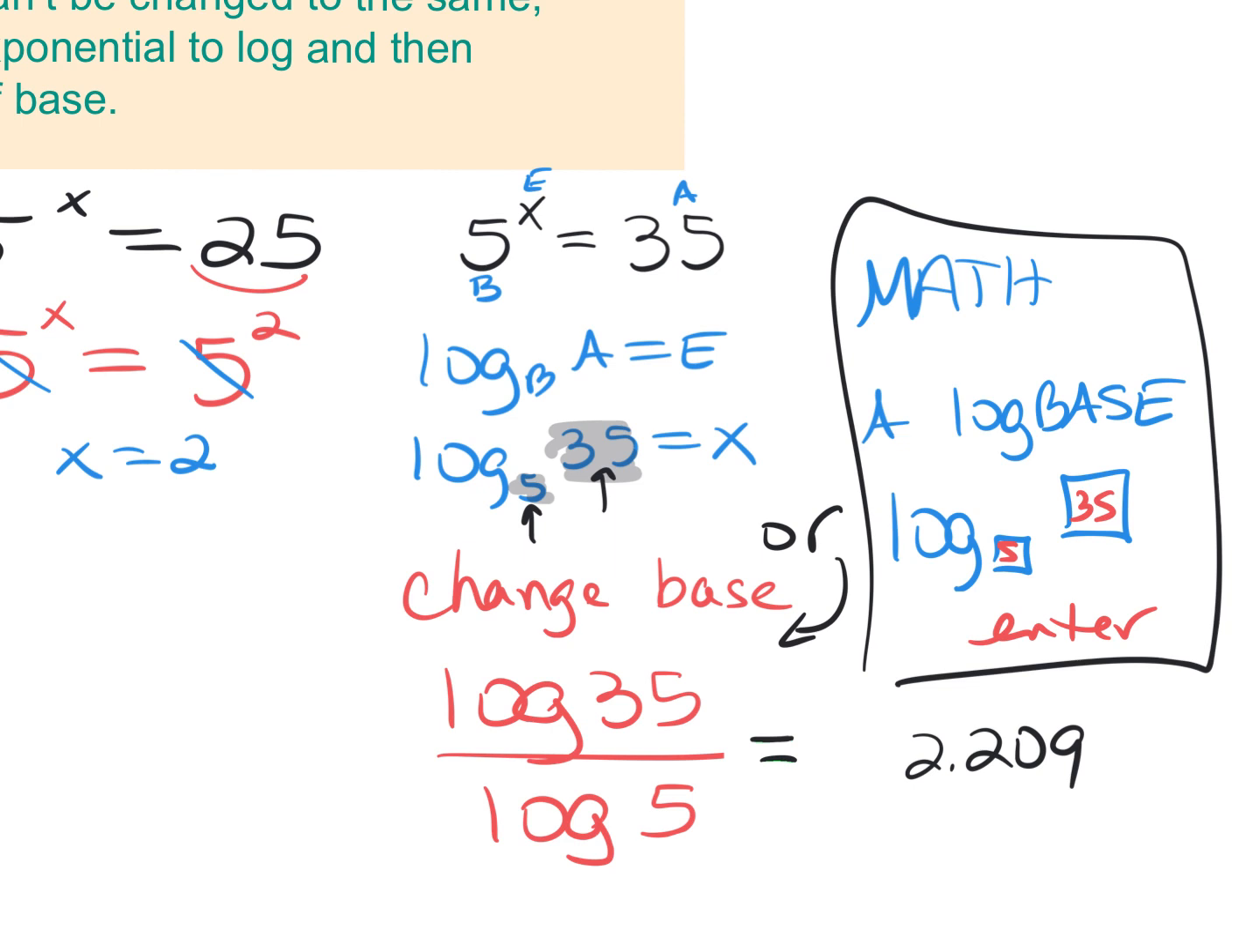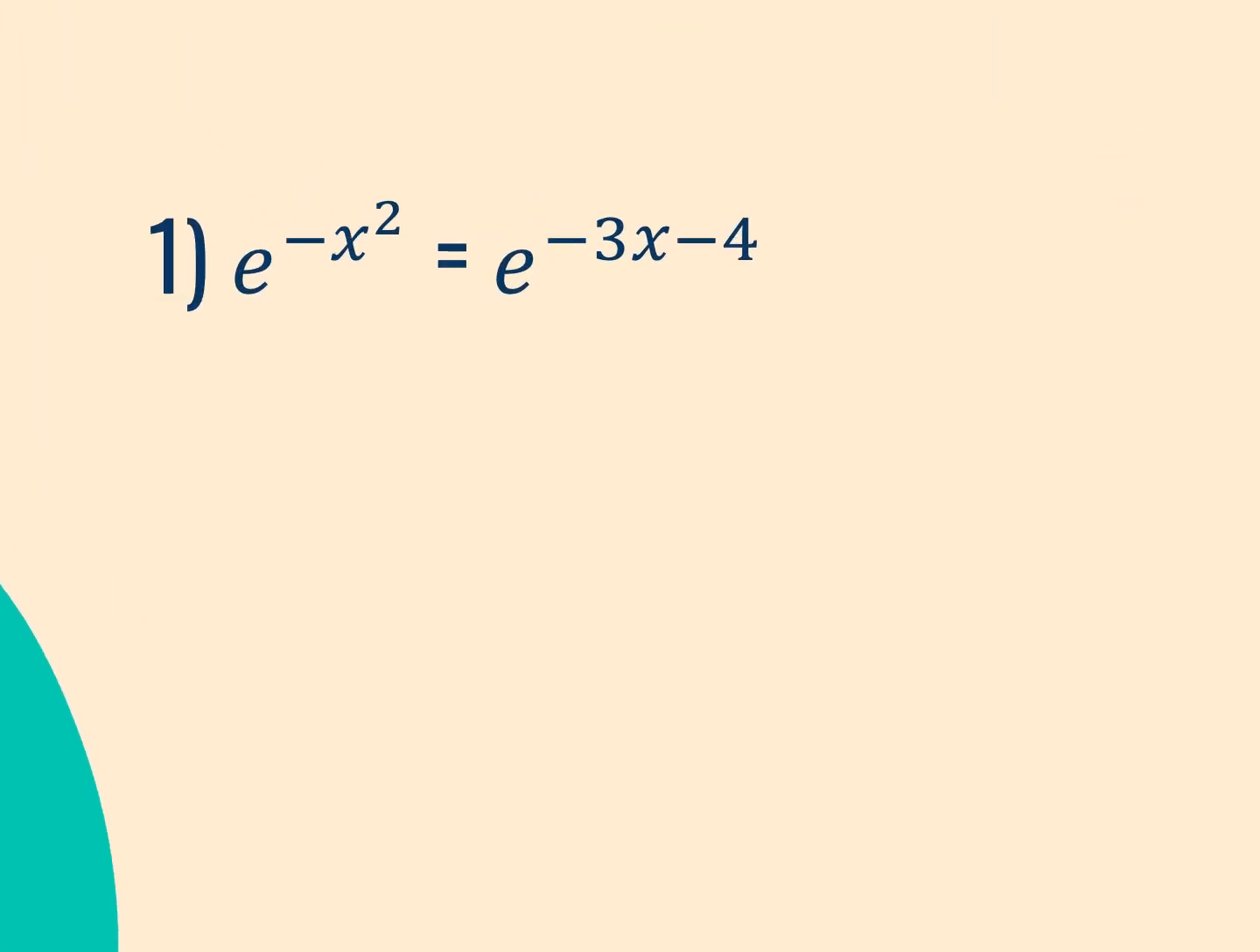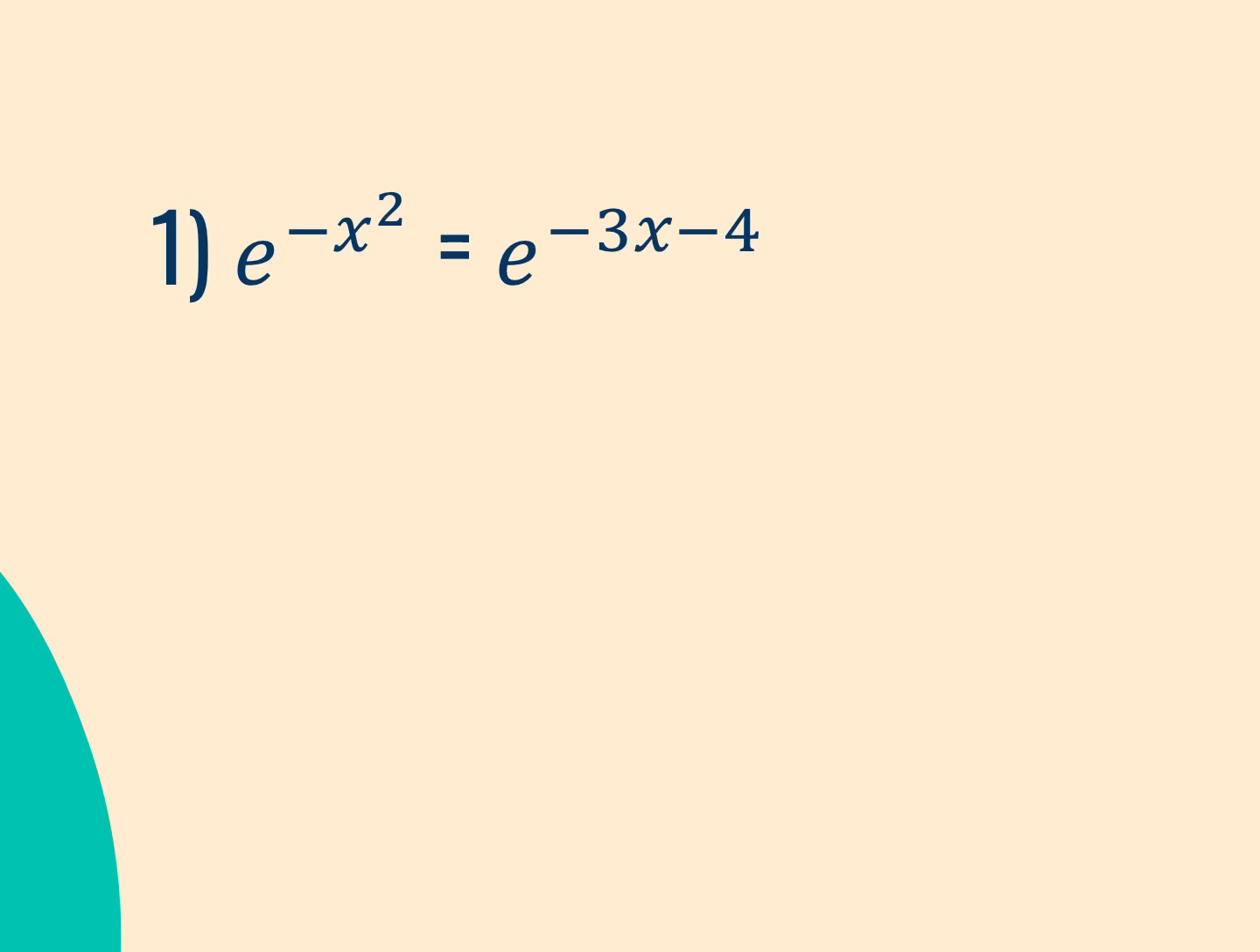So let's look at the first example. First example is nice and easy. Notice, don't get afraid that it's got a base of e. Notice both sides of the equation have the same base. So all we do is get rid of the e's, and then we're going to set the exponents equal to each other. So get rid of the base. And now I'm going to set negative x squared equal to negative 3x minus 4.